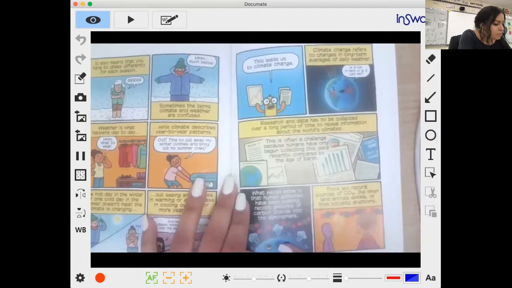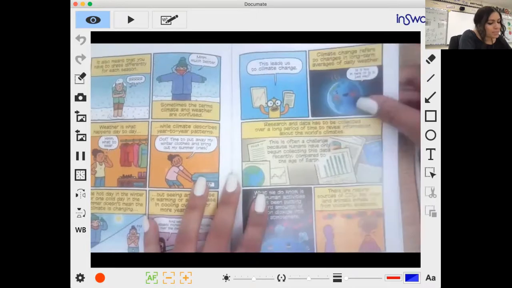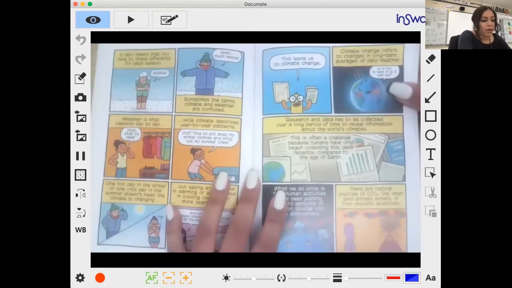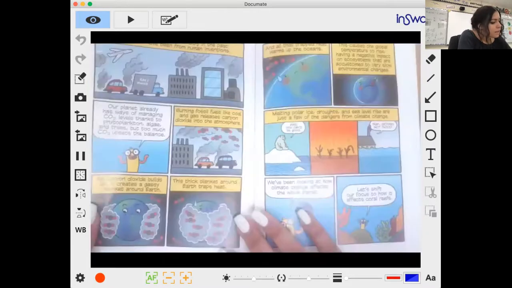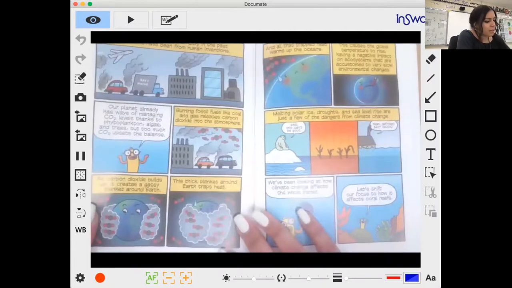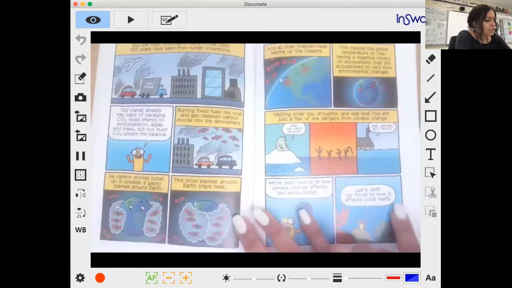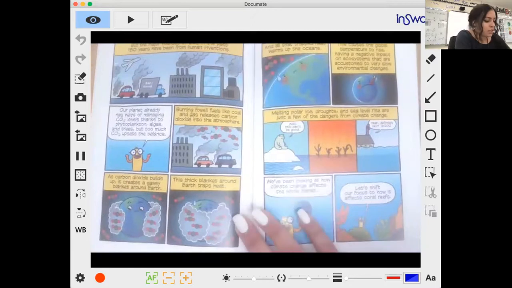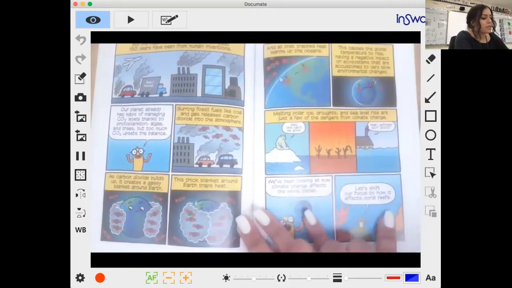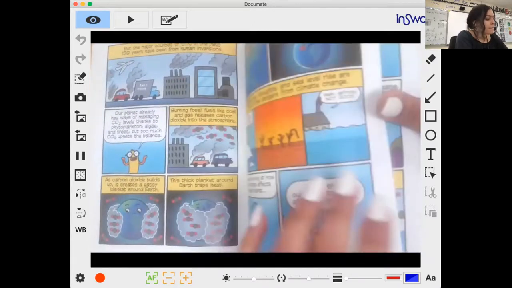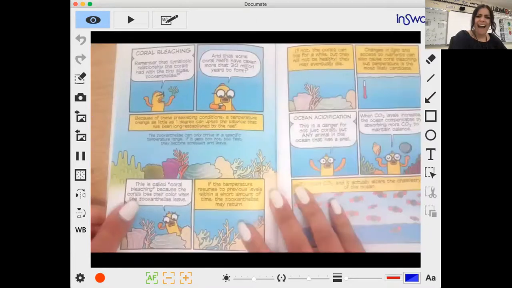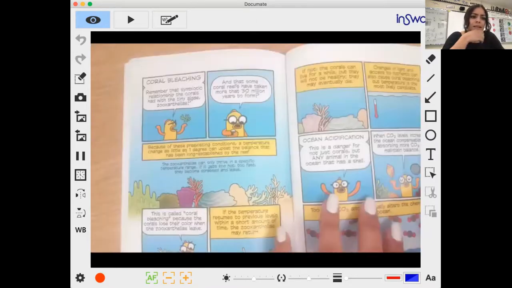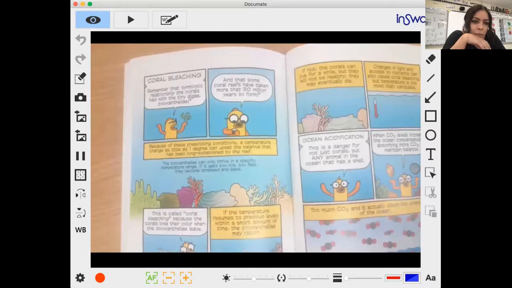Human activities have been putting a lot of carbon dioxide in the atmosphere, and some of those things cause things like volcanic eruptions. This is all really good information, but I'm kind of skimming to figure out how does this affect coral reefs? Because I have some background on climate change. So how does it affect coral reefs? Coral bleaching. Remember that symbiotic relationship. Whoa, there's some big words in there. Let me read on and see if I can kind of decipher around them.